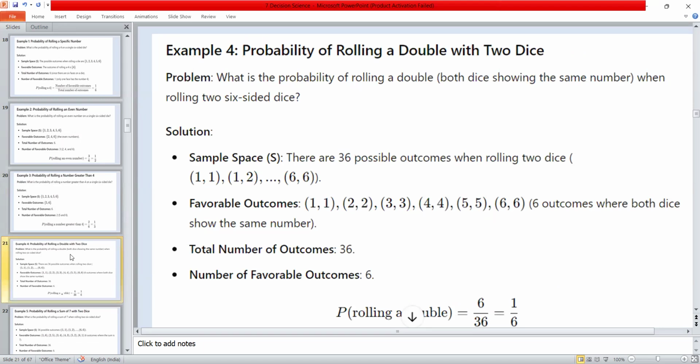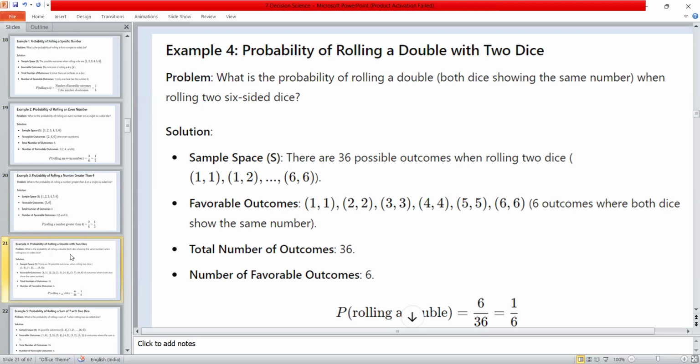Next example is rolling of a double with 2 dice. Okay. So on the first dice we want 1, and on the second dice we want again 1. Similarly on the first dice we want 2, and on the second dice we want 2, then 3 and 3, 4 and 4, 5 and 5, and 6 and 6. So total, if I throw 2 dice, there are 36 outcomes, like 1 1, 1 2, 1 3, 1 4, 1 5, 1 6, 2 1, 2 2, 2 3, 2 4, 2 5, 2 6, and so on. So 36 possible outcomes are there.